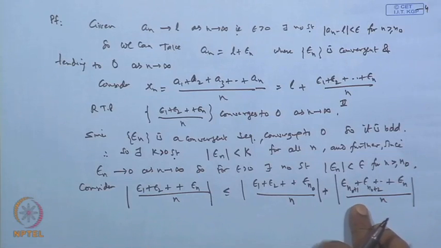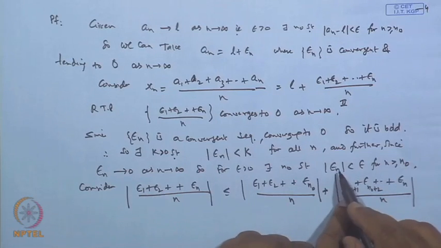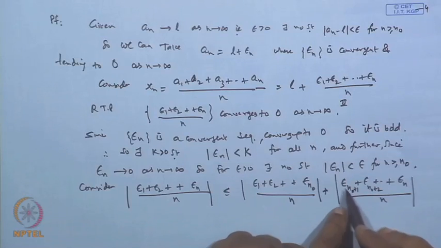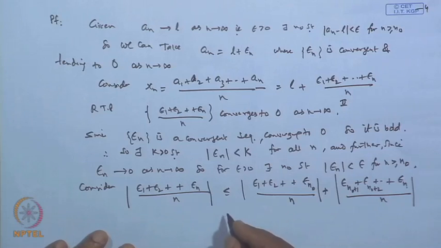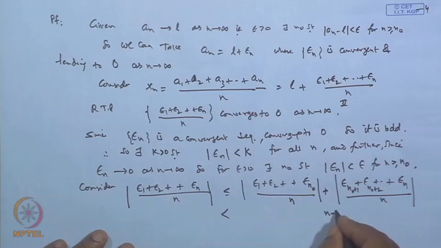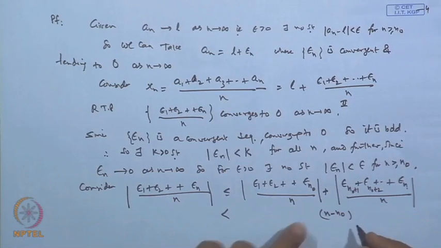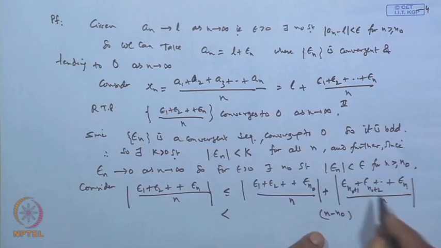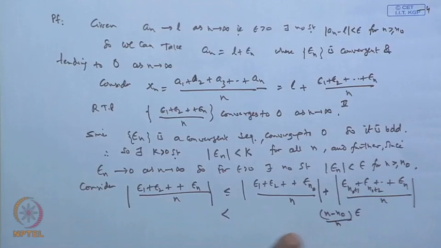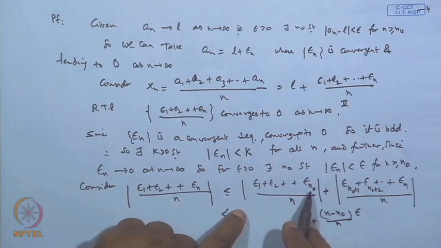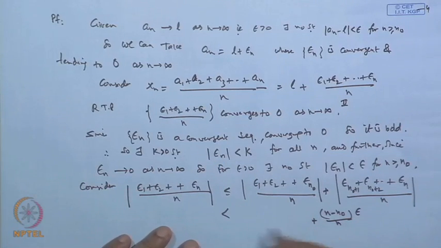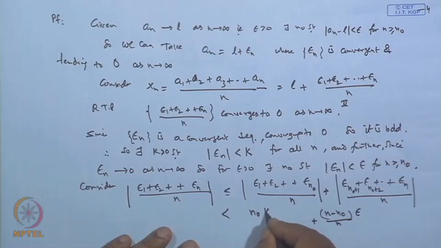Now, when n is greater than n naught, the mod of epsilon n is less than epsilon, it means each of these terms is less than epsilon. So, the total number of terms becomes n minus n naught, so this will be less than n minus n naught times epsilon divided by n, plus the other part. Now, each term in this part is bounded by k. So, this is less than n naught times k divided by n, is it not?